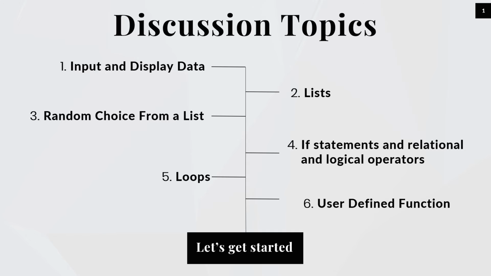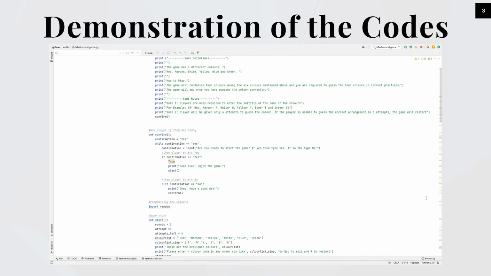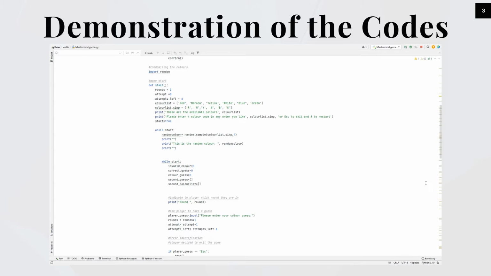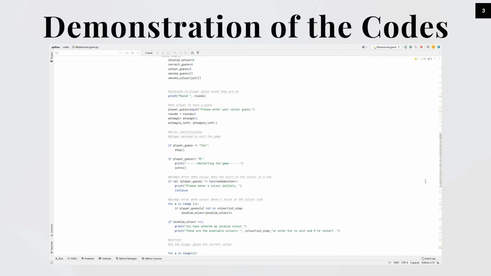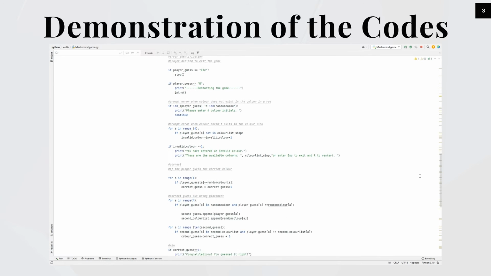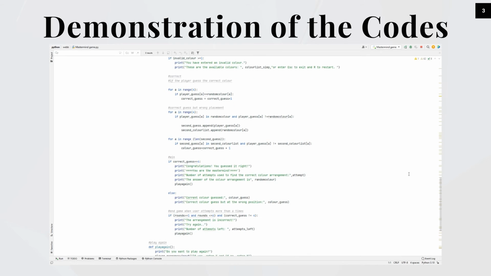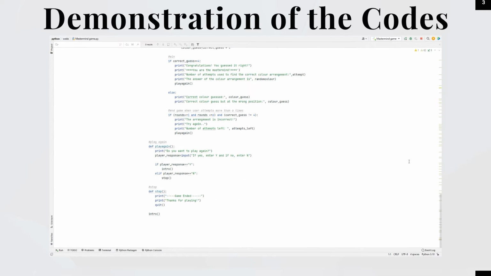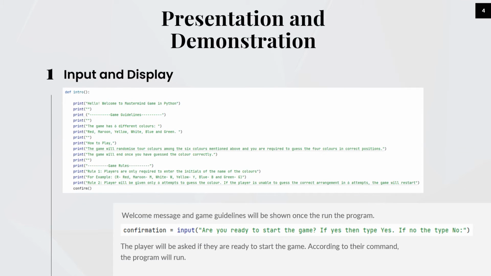So let's get started. Let's start with the demonstration of the codes. Here, as we can see, are the codes I have implemented in my assignment. Moving on, let's start with the presentation and demonstration of each section, starting off with input and display.